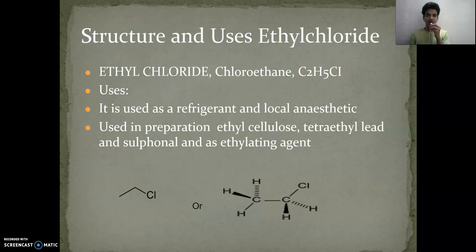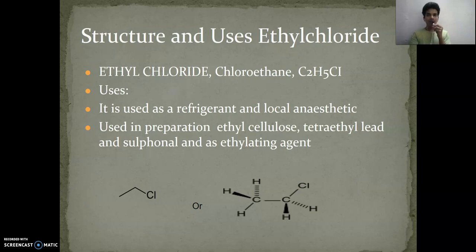This is our last video and last point from our topic, alkyl halide, and it is the structure and the uses of ethyl chloride. Ethyl chloride has another synonym, chloroethane, which has the formula C2H5Cl. It is used as a refrigerant and local anesthetic, in the preparation of ethyl cellulose, tetraethyl lead and sulfonals, and as an ethylating agent. So this is the structure and the uses of ethyl chloride.